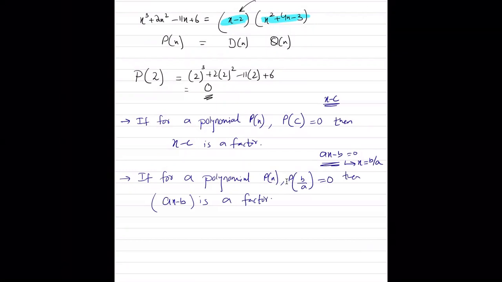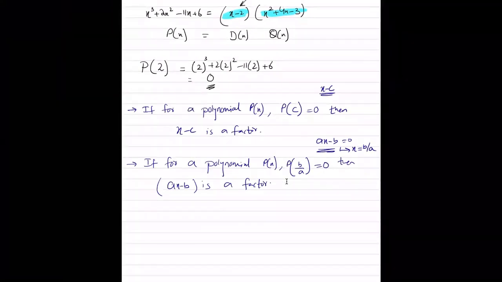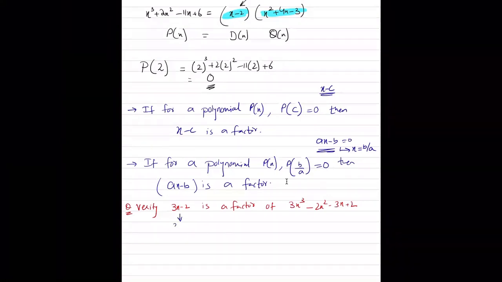So for example, if you are asked to verify that 3x minus 2 is a factor of 3x cube minus 2x square minus 3x plus 2, what is the first thing that you are going to do? 3x minus 2 equals 0. Yes. Then you get 2 upon 3, and then you plug it in.